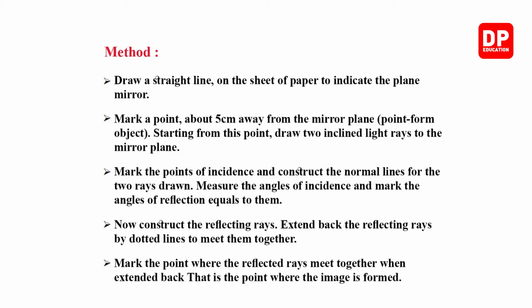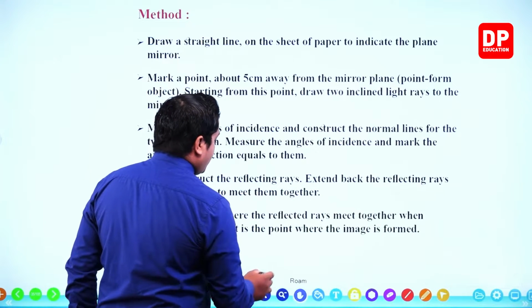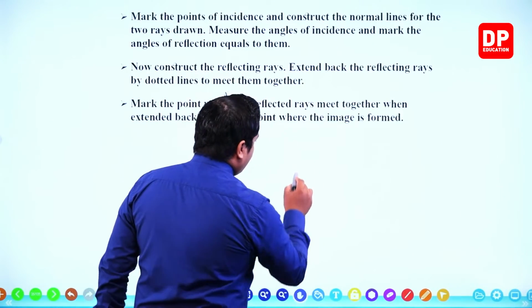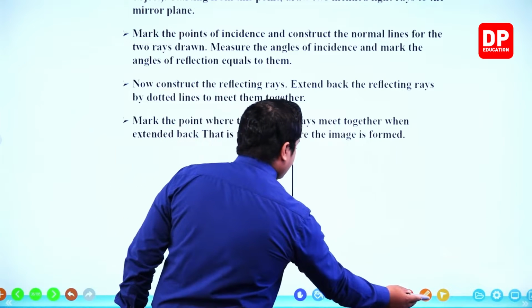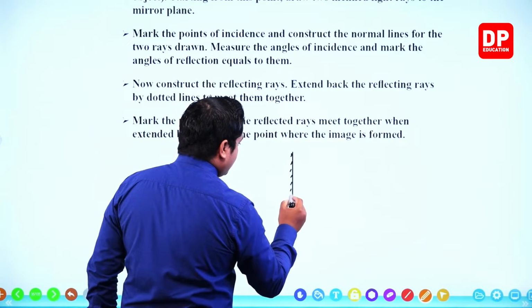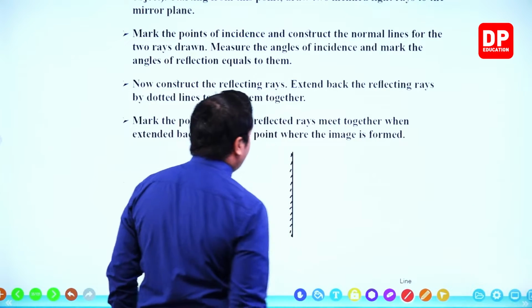The method is quite simple. Draw a straight line on the sheet of paper to indicate the plane mirror. Mark a point about 5 centimeters away from the mirror plane, a point for the object. Now it's very simple. What you have to do is draw out the mirror surface like this, my dear children. Then make sure to darken one surface.